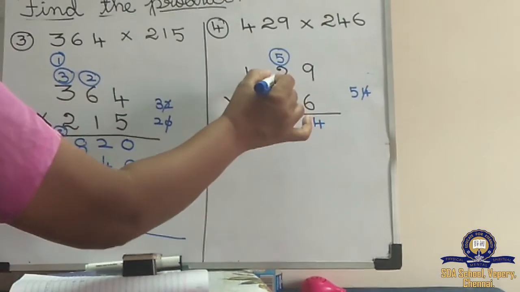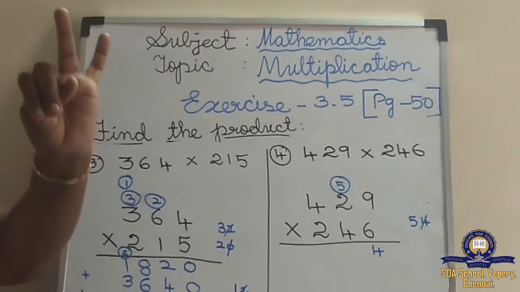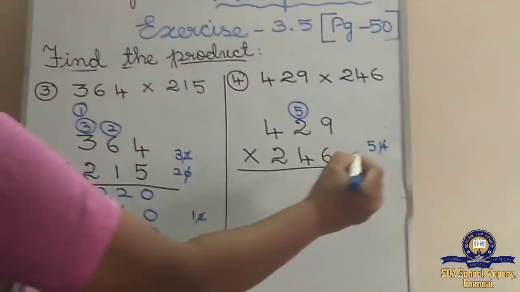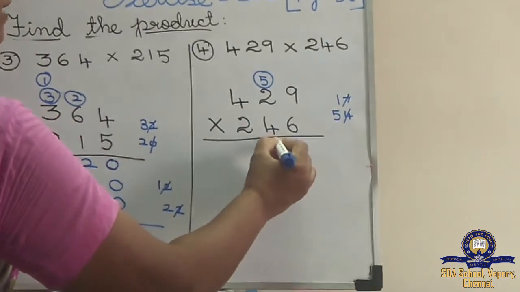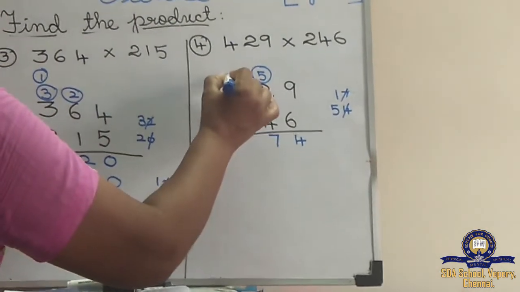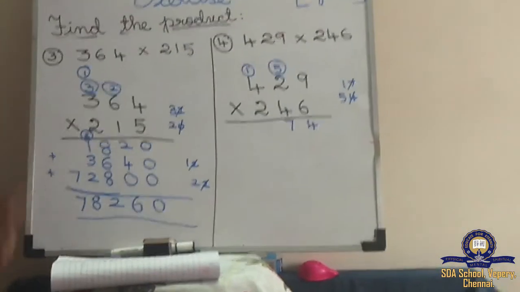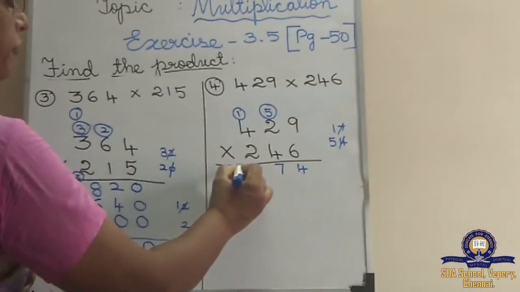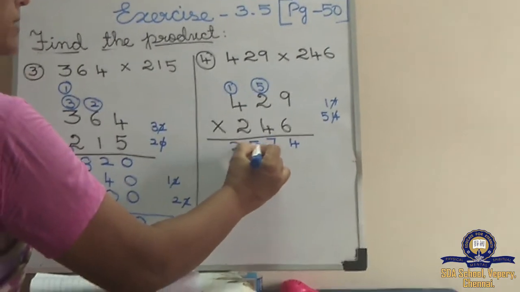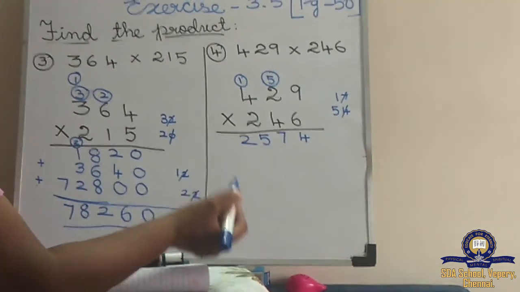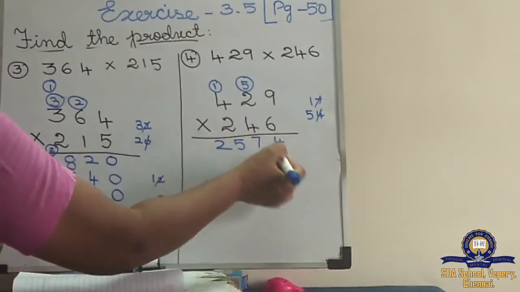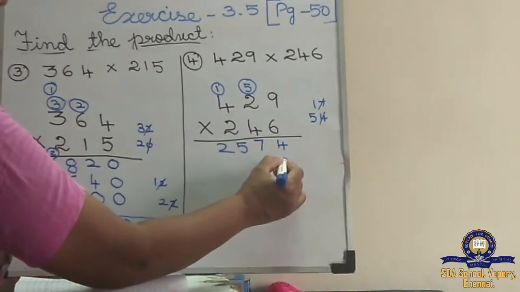6 twos are 12. 12 plus 5, 13, 14, 15, 16, 17. 17, what you have to do? 7 you have to write here and 1 you have to carry. 6 fours are 24. 24 plus 1, 25. So what's the answer? 2574.